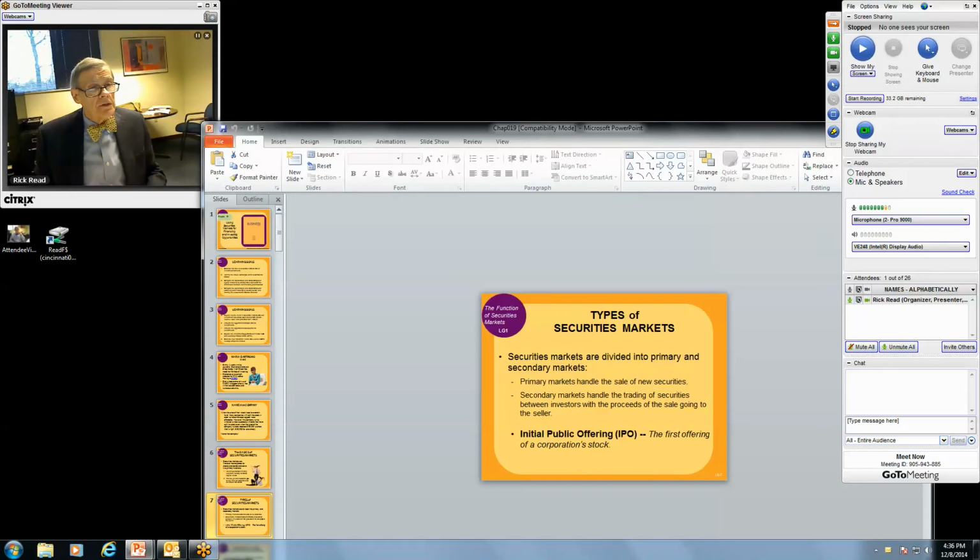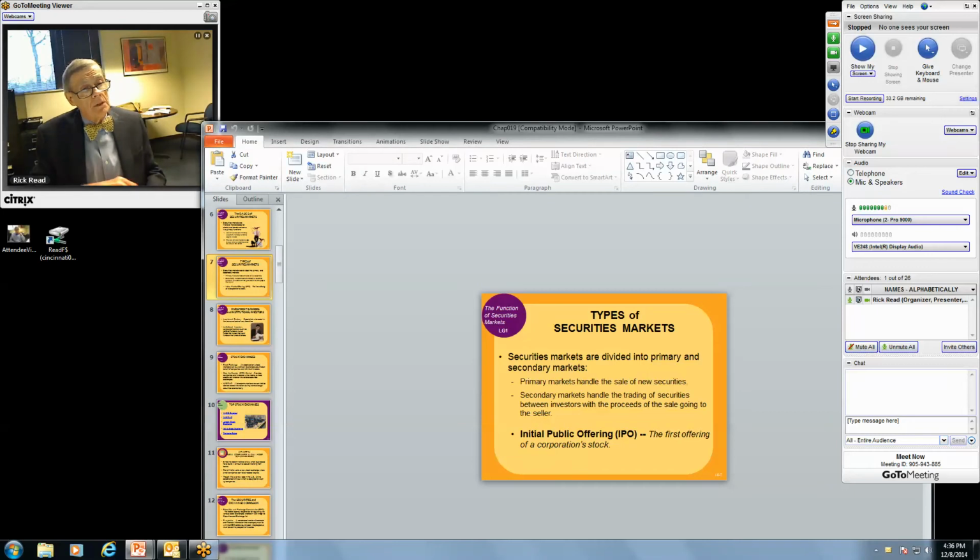These are the different types of security markets, the primary and secondary, and we talk also about IPOs. Primary markets are there for new securities. And then the secondary market, these are the trades between investors with the proceeds of the sale going to the seller.